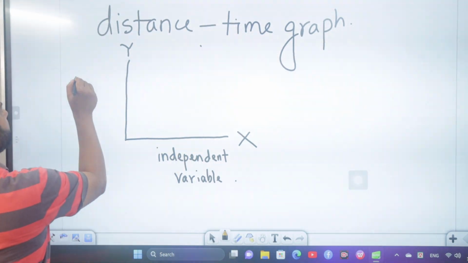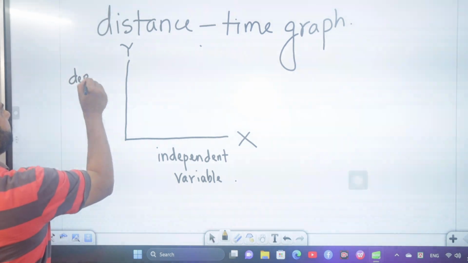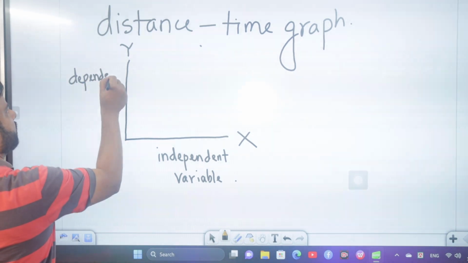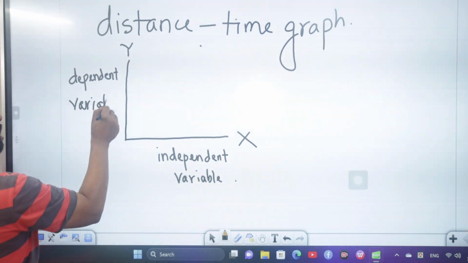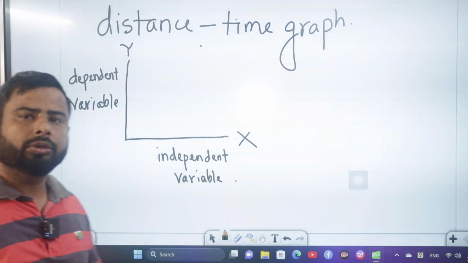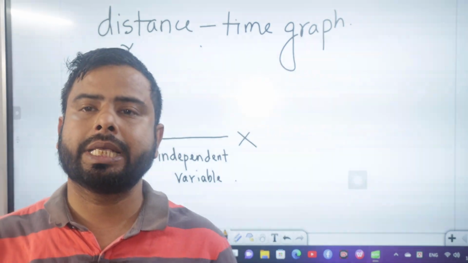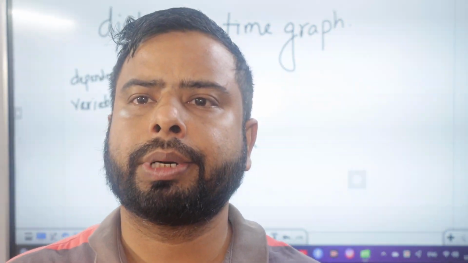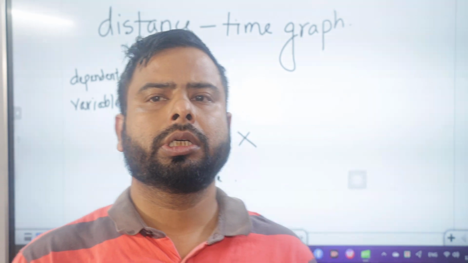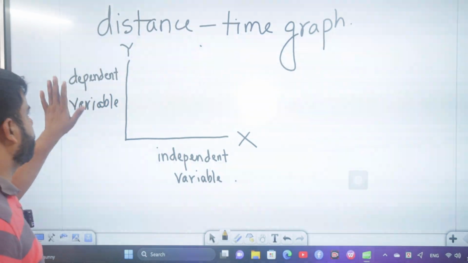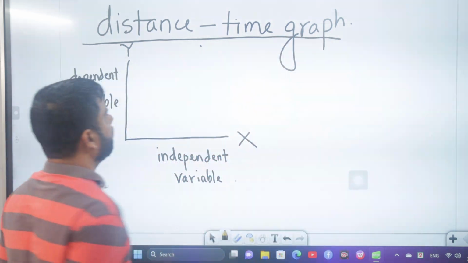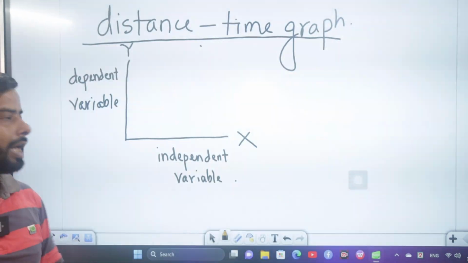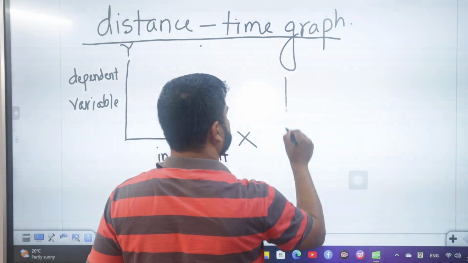Dependent variable in y-axis. Dependent variable, the quantity which we want to investigate or measure for any experimental purpose is called dependent variable. In distance time graph, time is independent.